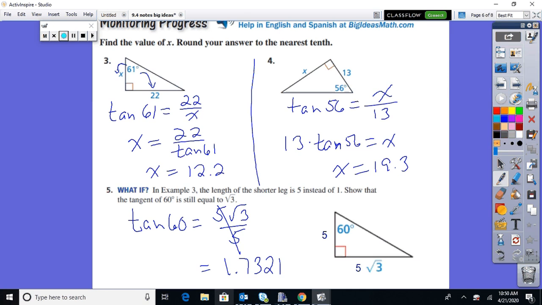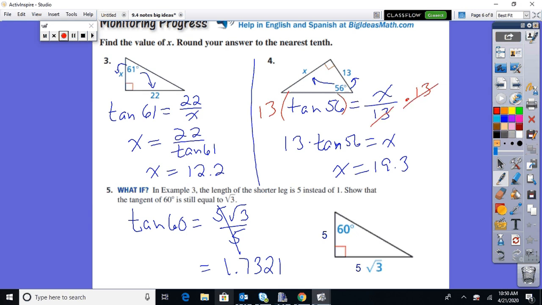But now for number 4, look what happened. When you take a look at 56, the opposite was the x and the adjacent was an actual number. So you don't have to switch your root this time. You're solving for x. So all you have to do is multiply both sides by 13.